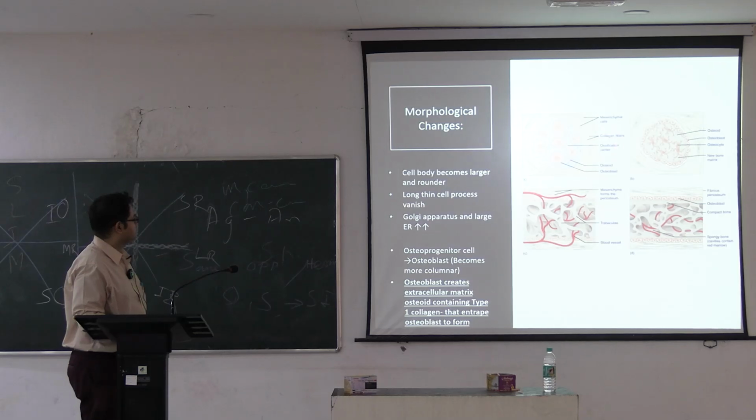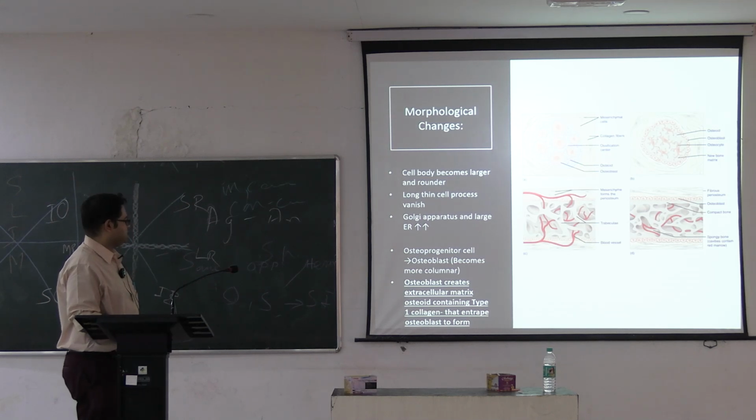Now, this part is where we see the mesenchymal cells. In this, the cell body becomes larger and rounder. These are the histological changes which take place in intramembranous ossification. Then the cell processes vanish, and the Golgi apparatus becomes larger and the number increases. The osteoprogenitor cell forms the osteoblast.